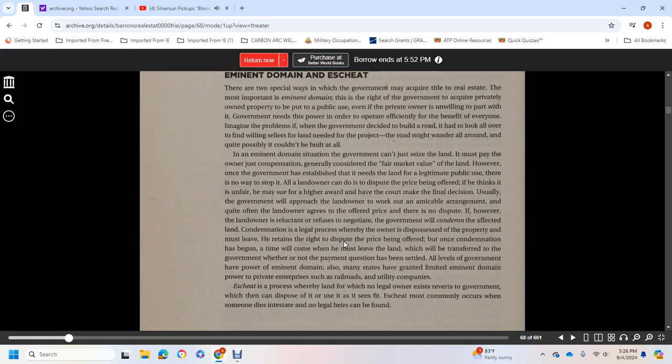In an eminent domain situation, while the government can seize the land, it must pay the owner just compensation, generally considered the fair market value of the land. However, once the government has established the need for the land for legitimate public use, there is no way to stop it. The landowner can dispute the price being offered. If he thinks it's unfair, he may sue for a higher award and have the court make the final decision.